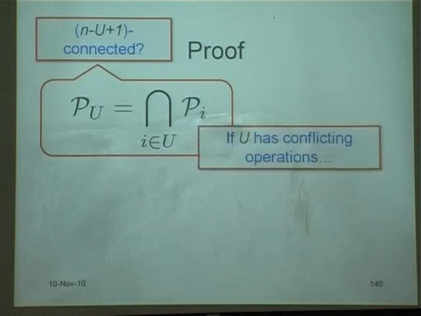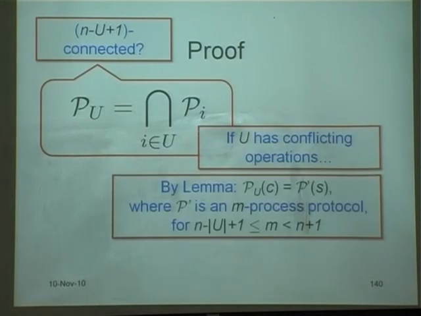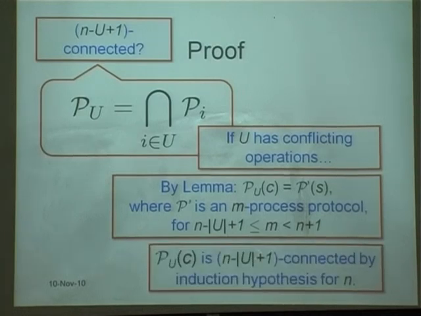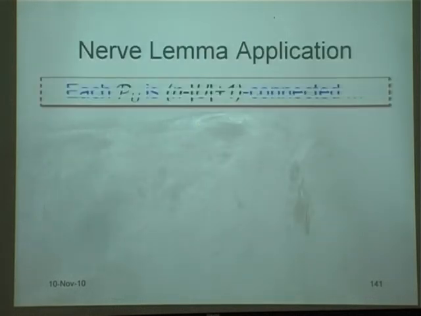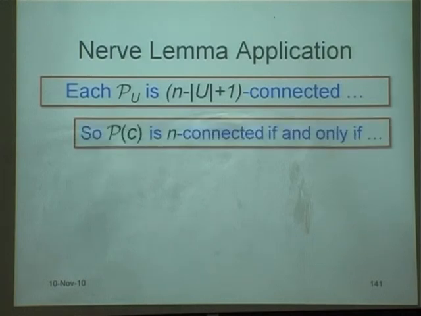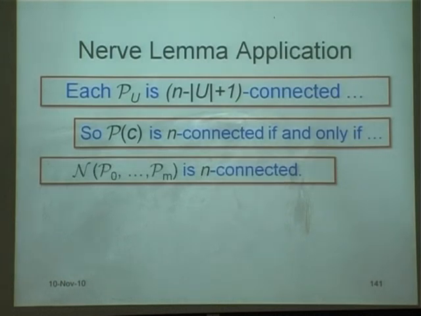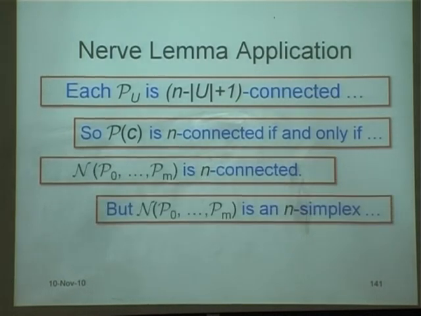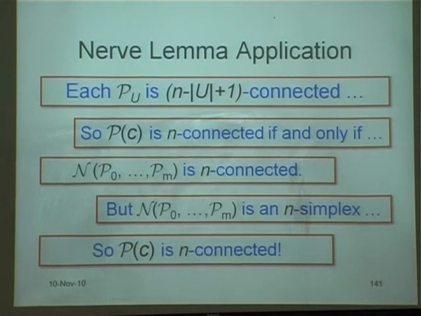If U has conflicting operations, that's the other case, then we know that this is equivalent to P prime of S, where S is a protocol for strictly fewer processes. And so by the induction hypothesis for n, we know that this is connected. So now we apply the nerve lemma. Each P sub U is n minus size of U plus 1 connected. So that says that P of C is n-connected if and only if the nerve is n-connected. But we've already seen that it's connected, and so P of C is connected.